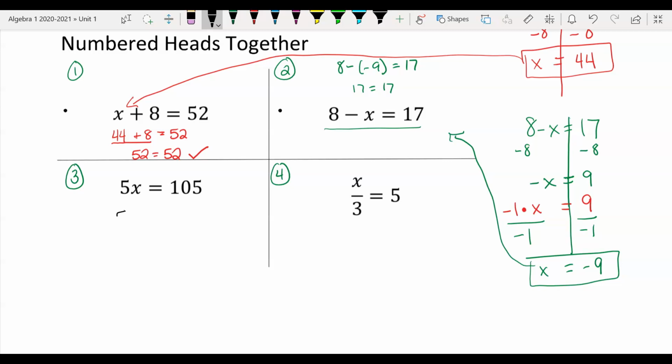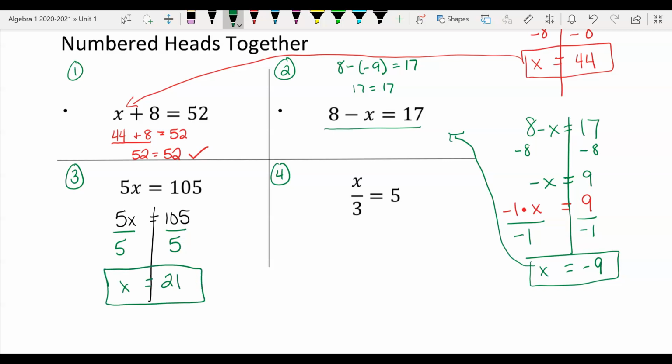I will go ahead and work out number 3. So I'm going to draw my line. Whatever I do to the left side, I got to do to the right. So in this case, if it says 5x, that means I'm multiplying the x by 5. So to get rid of the 5, I need to divide by 5. I get x equals 21. So if you pause it and you tried it, hopefully you got x equals 21. Now the next problem, if you need some time, you can go ahead and pause it again.